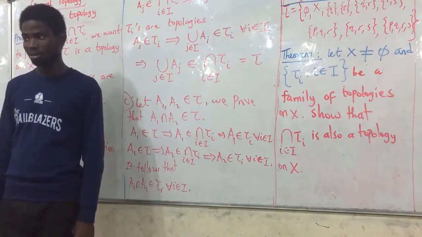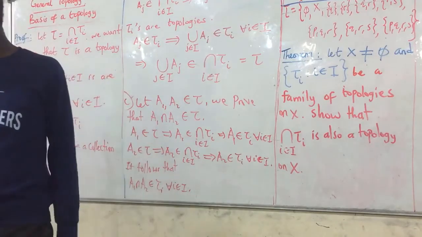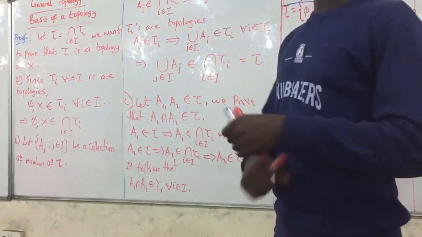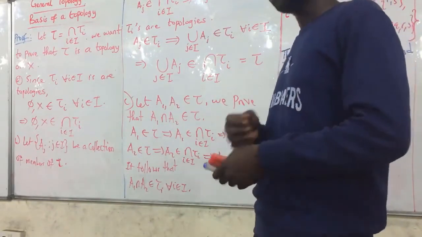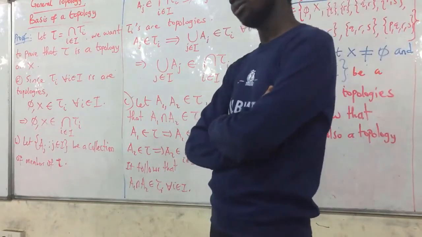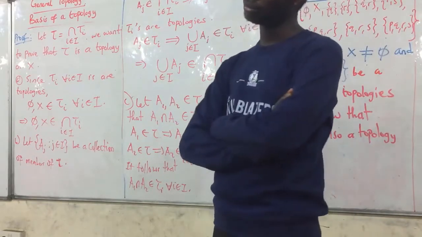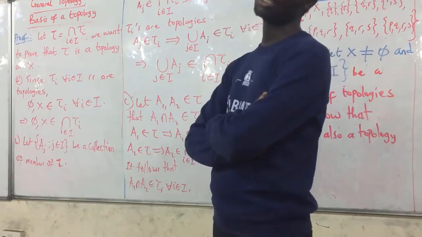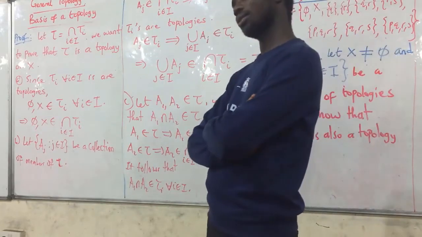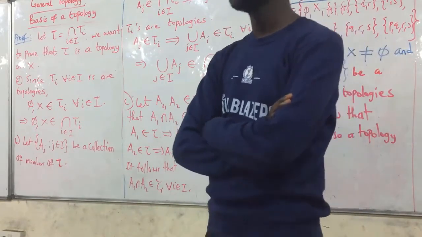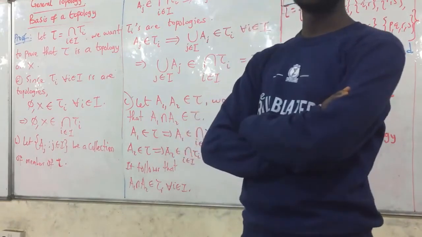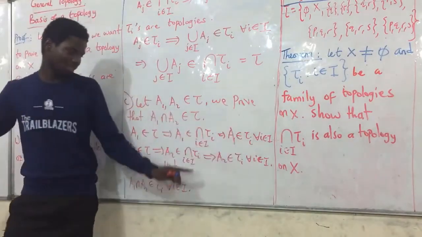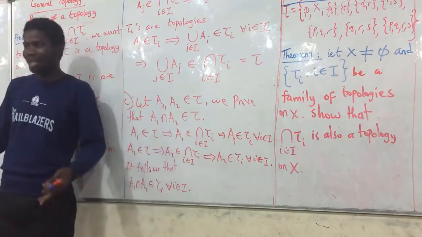Please, what if I keep A1, I will say A1 belongs to the intersection of Ti, and A2 belongs to the intersection of Ti, for all i. I will now say A1 intersection A2 will also belong to the intersection. Why are you complicating it? I understand what you are saying, that I don't need to get to this place. I can just say A1 intersection A2 is inside this.